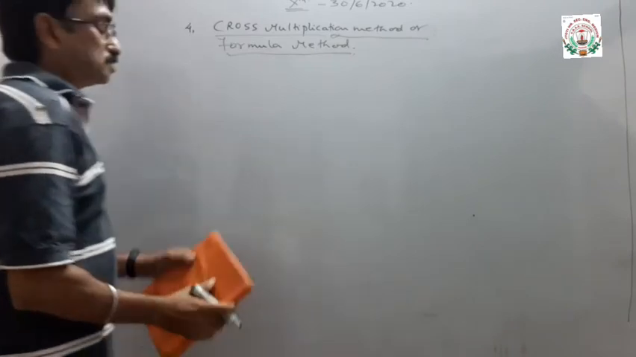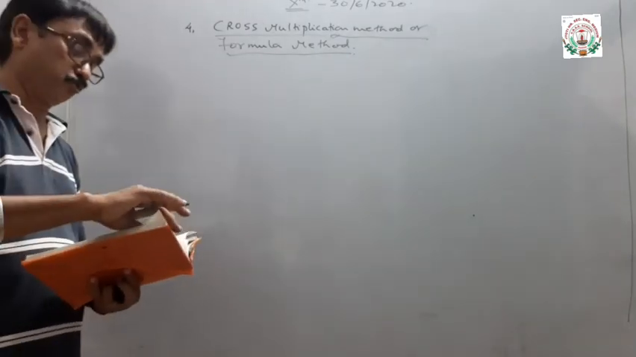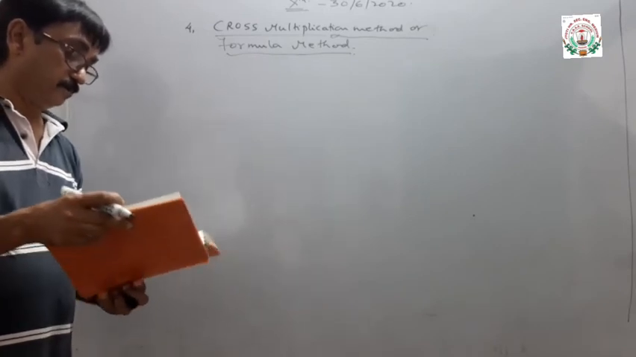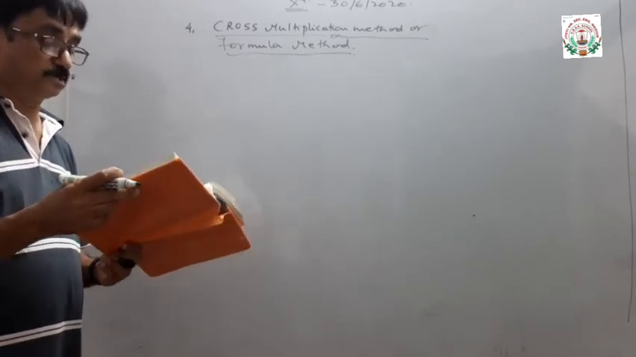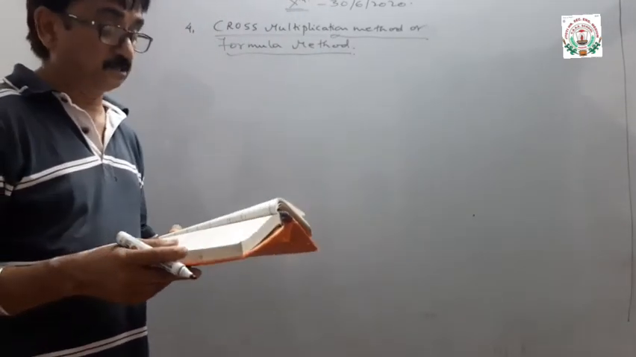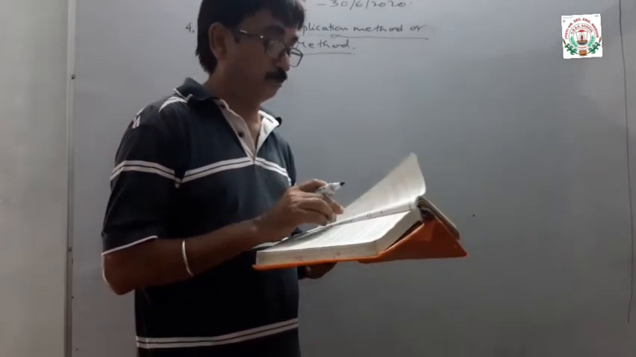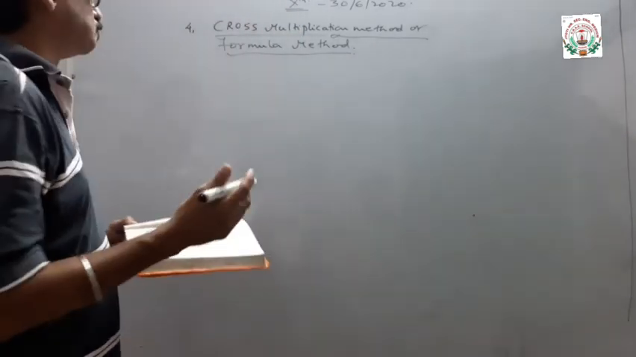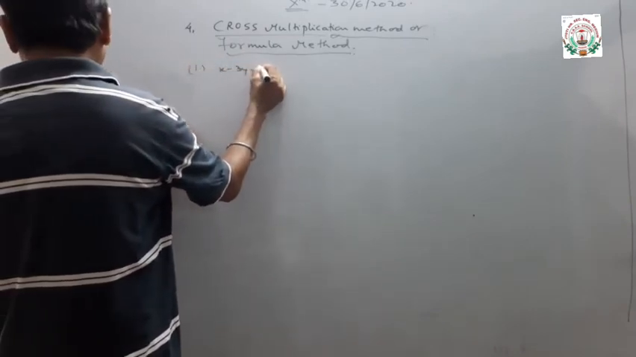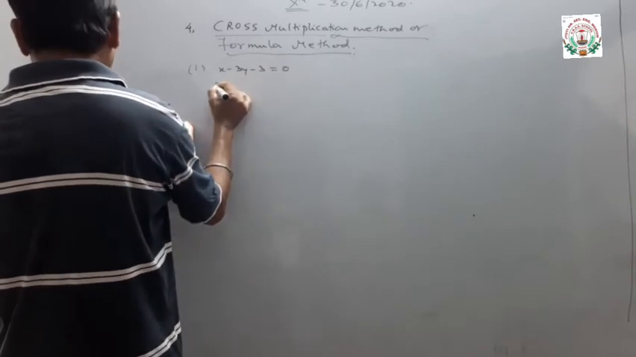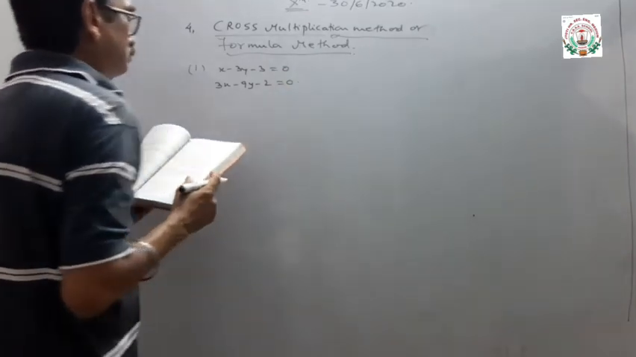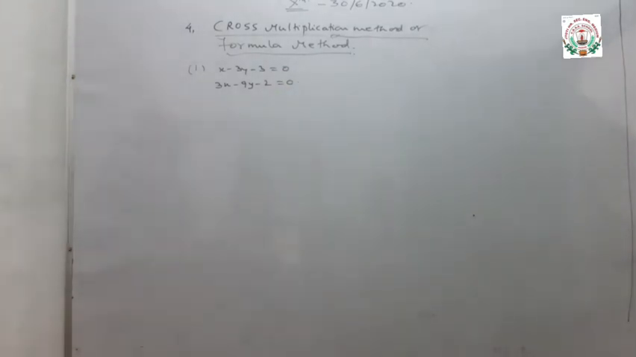Just in the next exercise, I am taking the first question, 3.5. Which of the following pairs of linear equations has a unique solution, no solution, or infinitely many solutions? In case there is a unique solution, find it by using the formula or cross multiplication method. So our first question is x minus 3y minus 3 equals 0 and 3x minus 9y minus 2 equals 0. Now what we have to do, first listen here carefully.